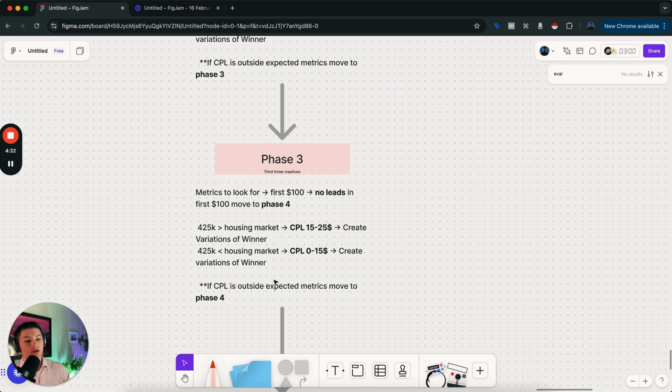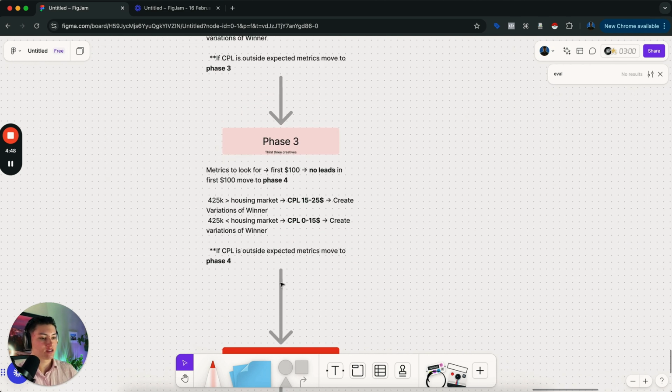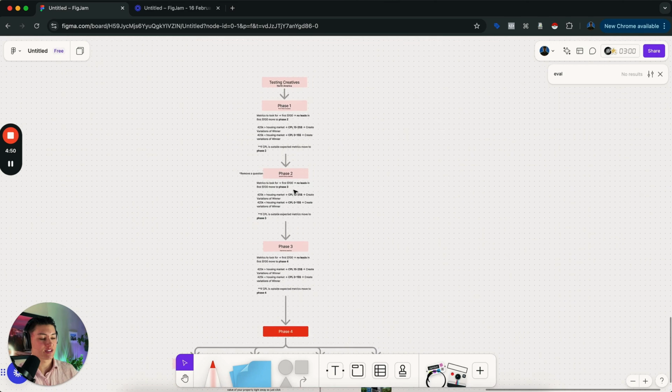And same thing. If you're at 425 or greater and the cost per lead is not within $15 to $25, move on. But if you're less than 425 and the cost per lead is not in 0 to 15, also move on as well. So that's phase one, two, and three, and I'll show you some examples of that.